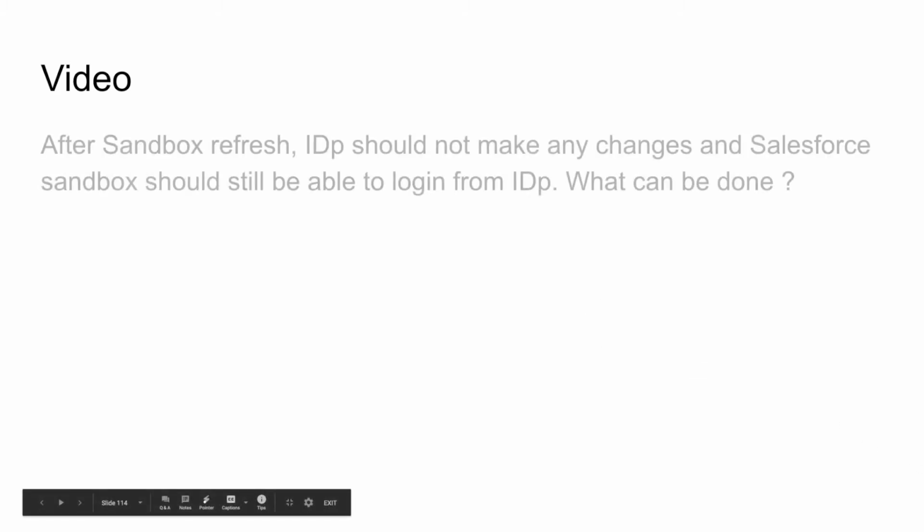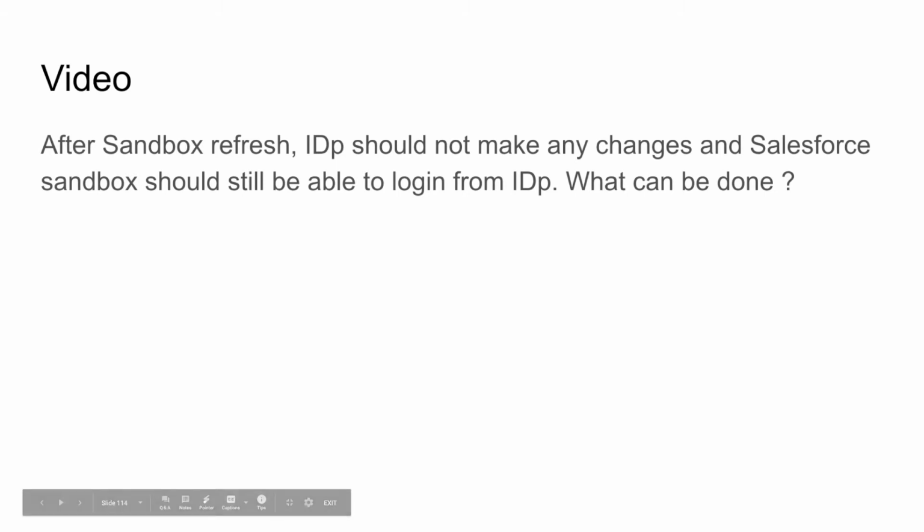So in this video, we are going to solve this very unique business requirement, which is, let's say once the sandbox gets refreshed, IDP should not make any changes and Salesforce sandbox should still be able to log in from IDP. As we all know, when the sandboxes get refreshed, SSO gets disabled. Now the question is, what are some configurations that we need to do so that the identity provider of the refreshed sandbox still should be working without much modification.